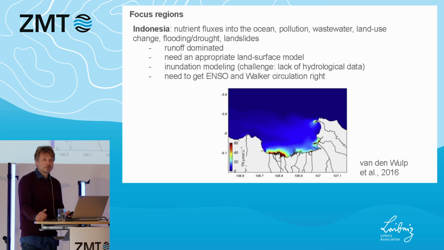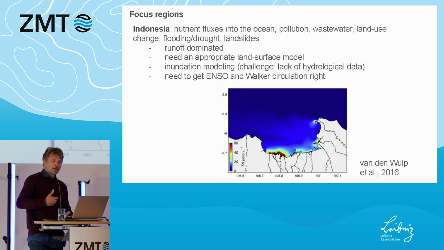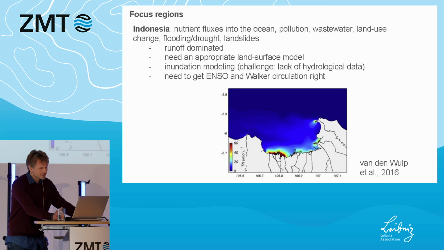Another focus region is Indonesia, where more runoff-dominated effects are relevant. So here, it is important to understand the land surface processes as well. That means we need to combine the modeling of the ocean with a proper modeling of the land surface. So there are at least three components to such a model, right?